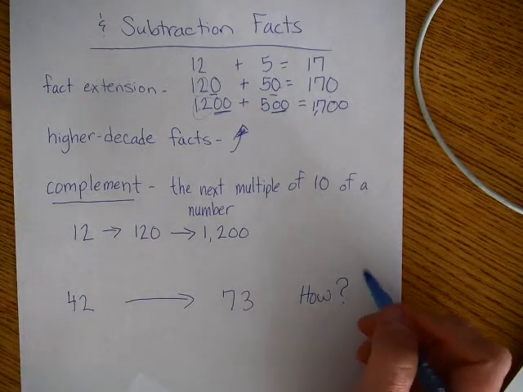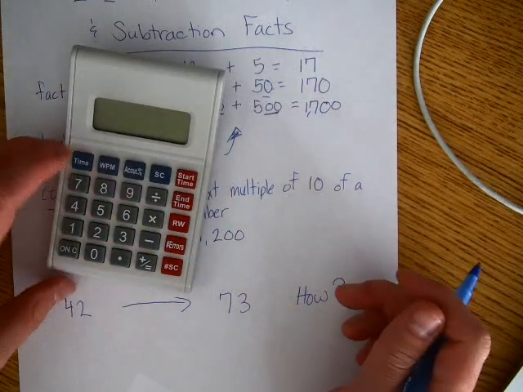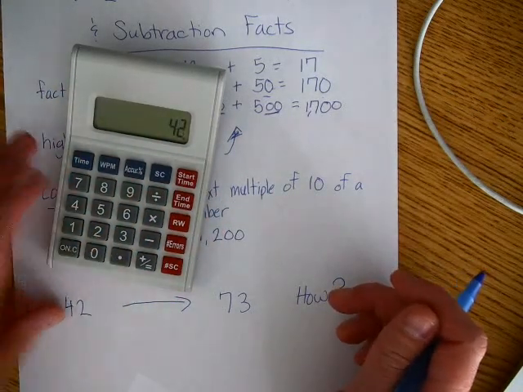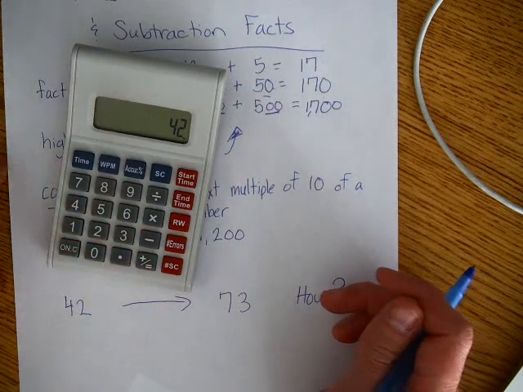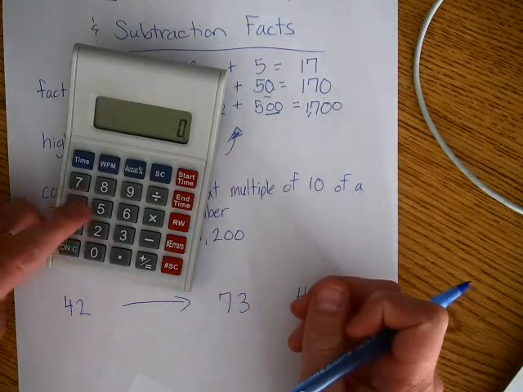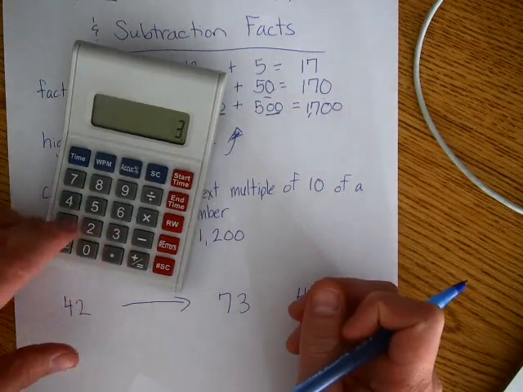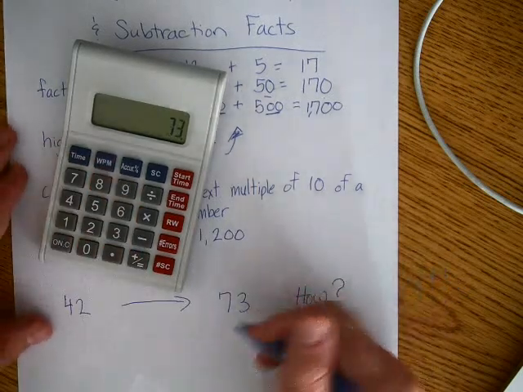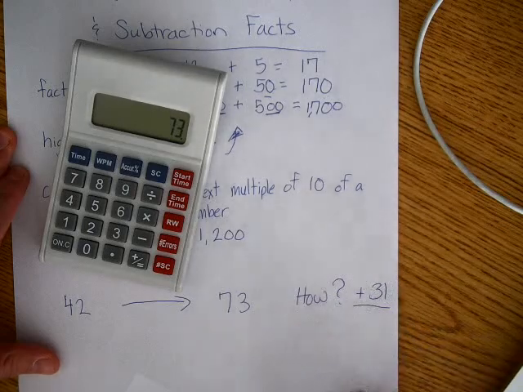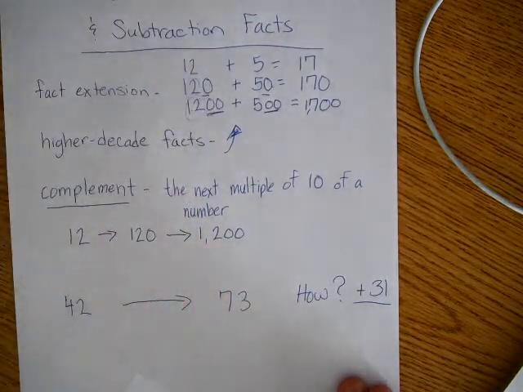I have a calculator here, and we want the kids to experiment with it. Well, let's see, I put 42 in, I need to get it to 73, so I'm going to have to add something. Maybe I'll try adding 30. 30 doesn't quite get me there, but if I just add one more, I bet if I add 31, 42 plus 31 equals 73. How? It's plus 31. So that's how that works.